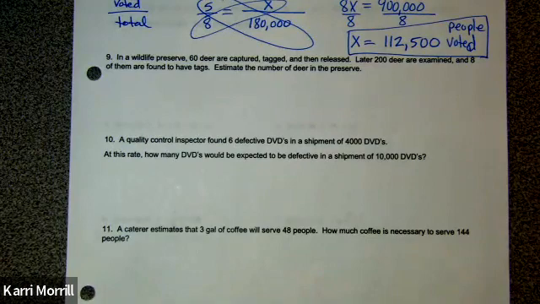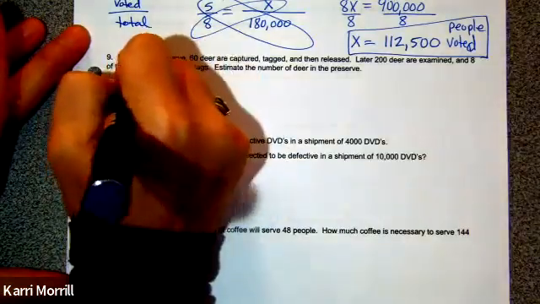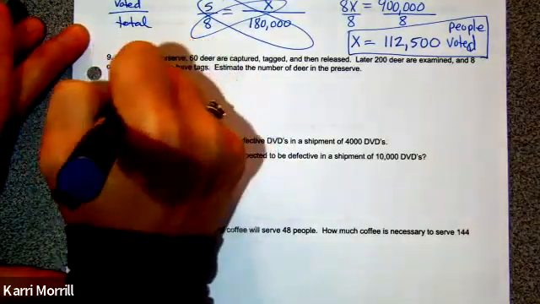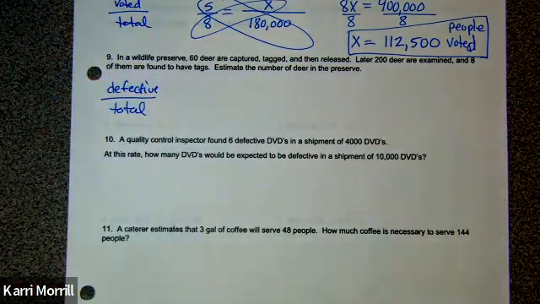10 says a quality control inspector found 6 defective DVDs in a shipment of 4,000. At this rate, how many DVDs would be expected to be defective in a shipment of 10,000? So again, we're talking about DVDs, but what's separating the types of DVDs? I would put defective out of total. A lot of times we have 2 different units, but sometimes we have the same units that just represent something different.